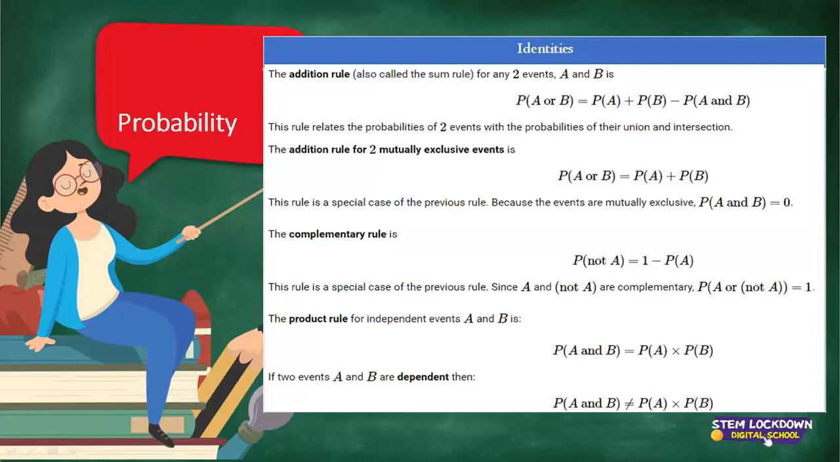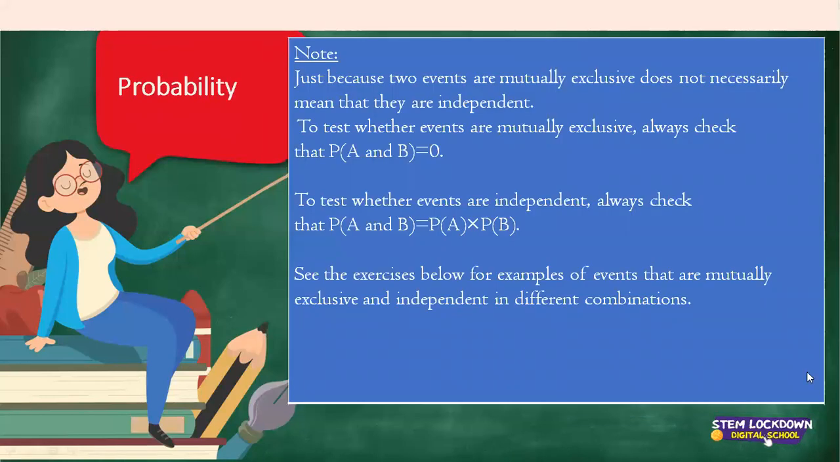Okay, now progressing from them, we must note here that just because two events are mutually exclusive does not necessarily mean they are independent. That does not automatically mean they are independent. When two events are independent, that means the result of one event does not affect the result of the other. Then we say they are what?